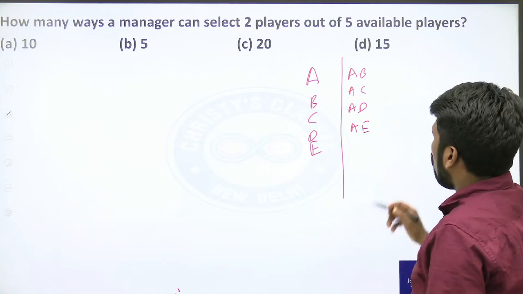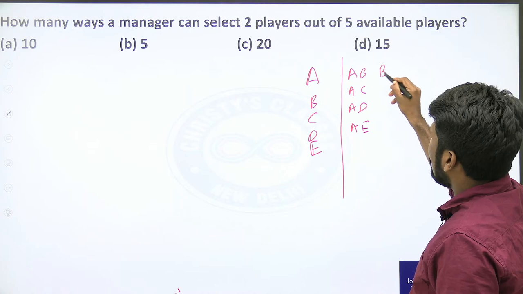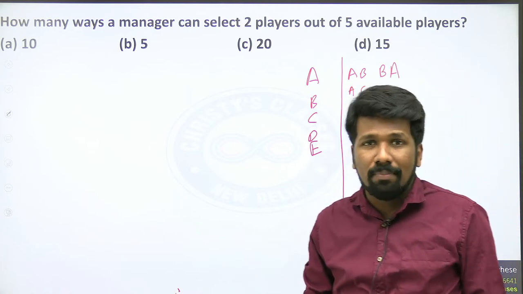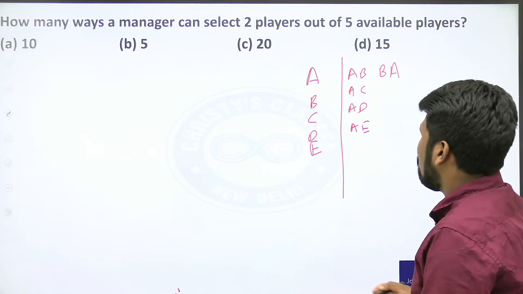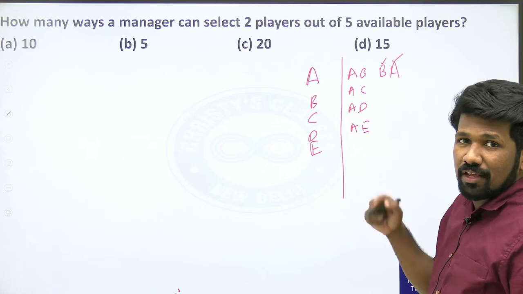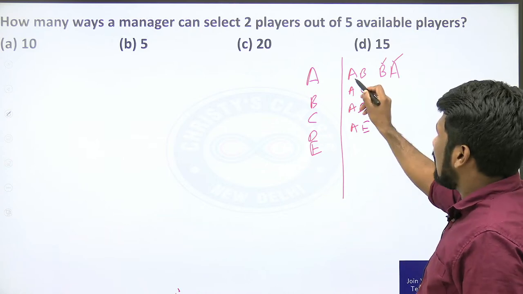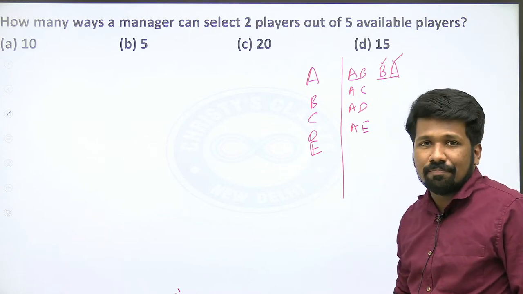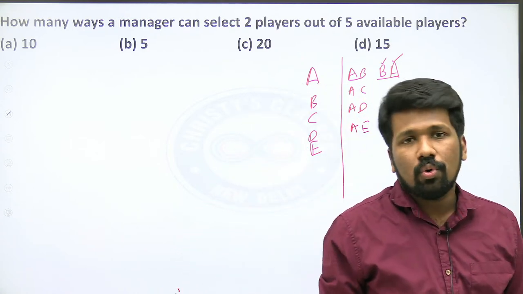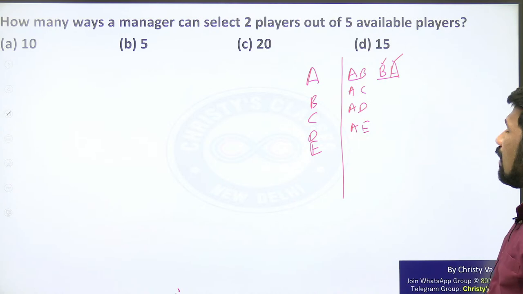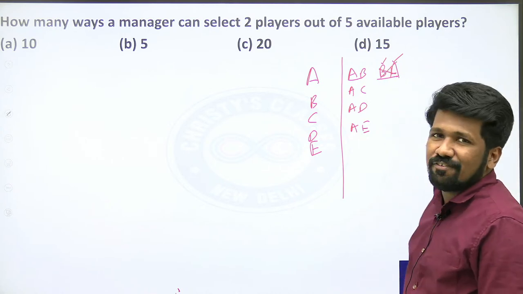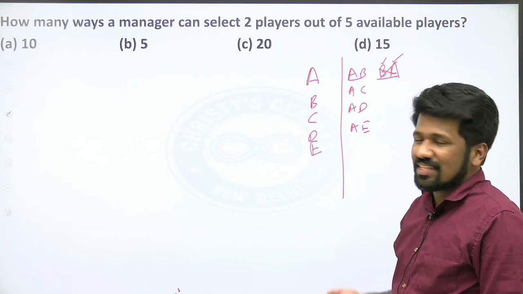With A, now be careful. With B, can you take B, A? Like in the previous question, we took B, A. What is the meaning of B, A there? B being forward and A being defender in the previous question. But here, A, B and B, A are the same. So you cannot do so. Are you understanding? A, B and B, A are the same. So you don't have to select that as a different group. That is the same way itself.